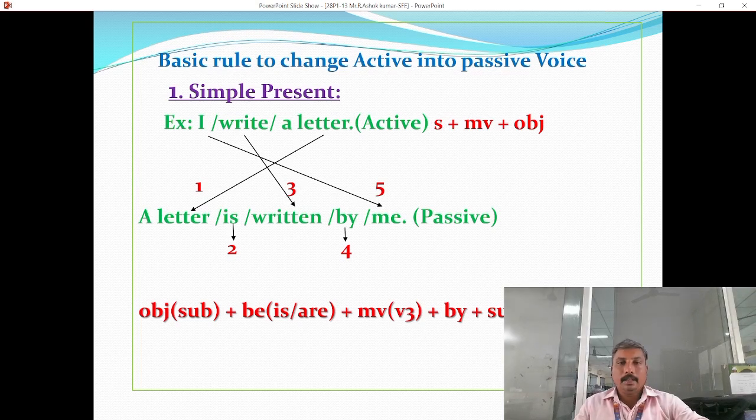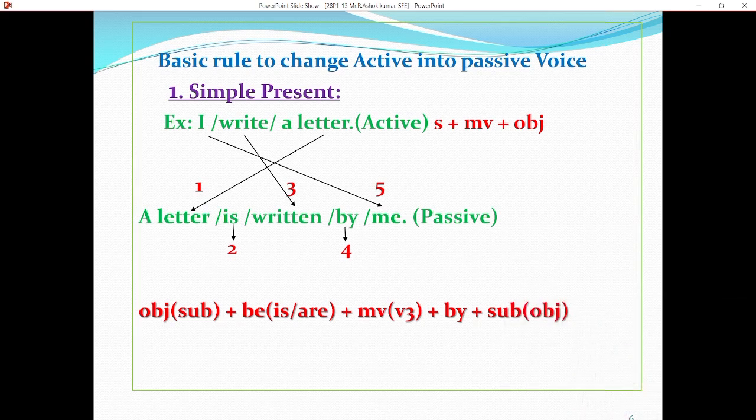So in our sentence, I write a letter. The first word I is the subject. The second word write is the main verb. The third one, letter, is nothing but an object. So when you change the active voice into passive, first you have to write the object as subject. For example, the words a letter are an object in active voice, but you have to write them as the subject in passive form. So first you write the object as subject: a letter.